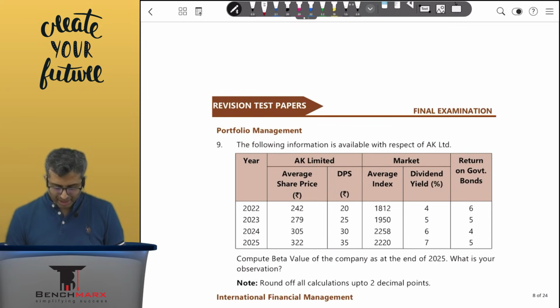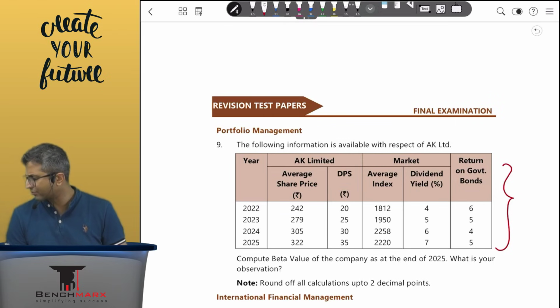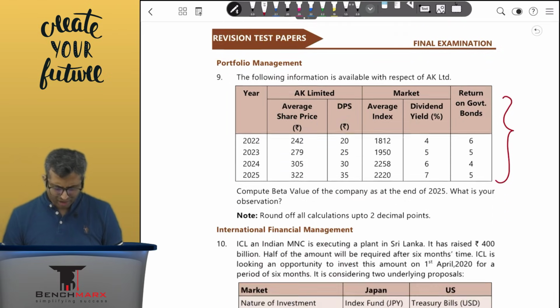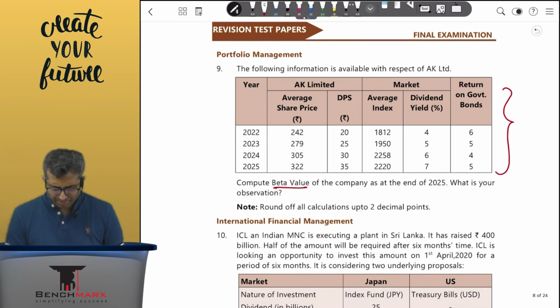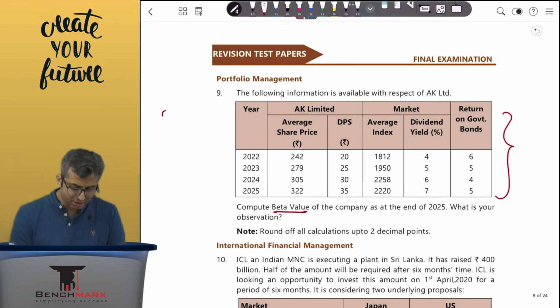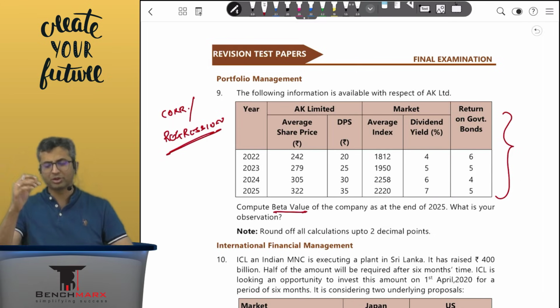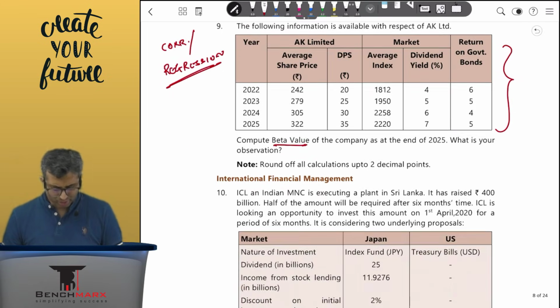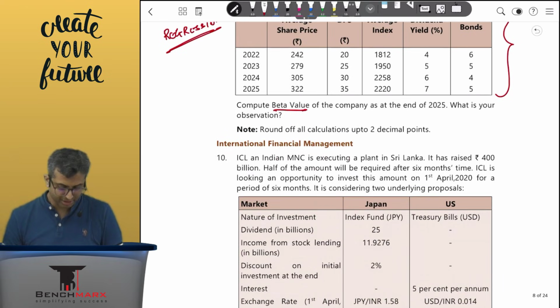In portfolio management, there is this very typical question which I think was similar to question 21 or so of our material, where we are trying to find the beta value of the company. You can do this using the correlation method, or you can even do this using the regression method. The regression method is the formula that you are going to follow for calculating beta. You can use either of these methods. They'll give you approximately the same answer.